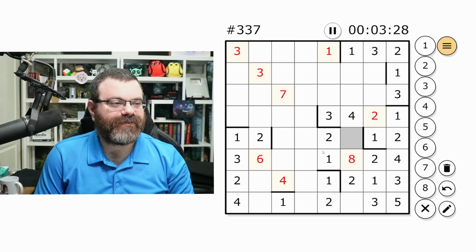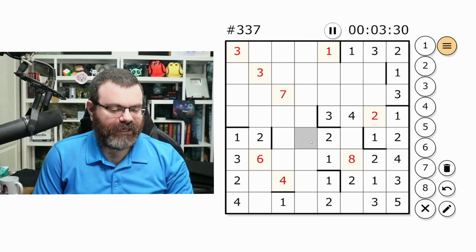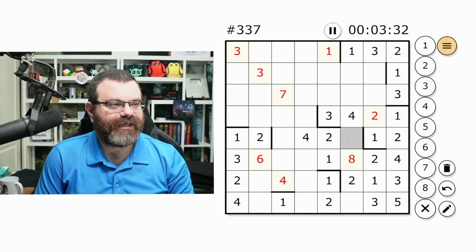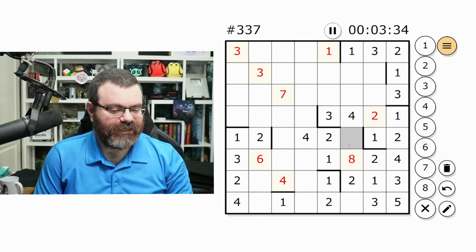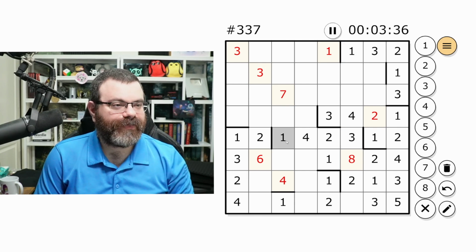Oh, I need a 4 in this row. This 4 sees here, that 4 sees there. So there's our 4, and we're left with 1, 3, which does resolve. This 1 tells us that's the 3, and that's the 1. So we have 1, 2, 3, 4. We need 5, 6, 7. That's what's left.